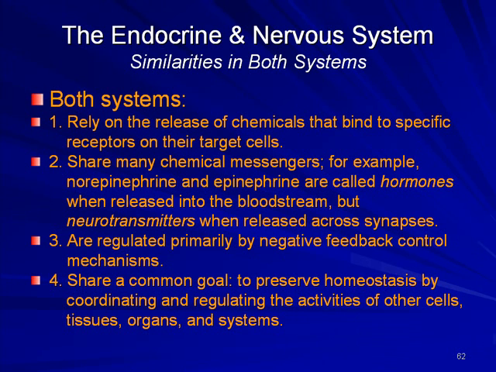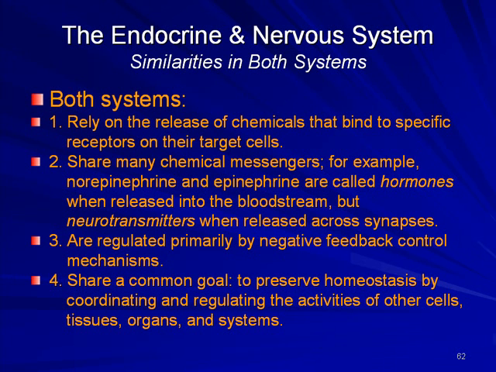Now, again, we're at another highlighted segment which demonstrates how both systems work. They rely on the release of chemicals that bind specific receptors on target cells, which we've already talked about. They share many chemical messengers. Epinephrine and norepinephrine are called hormones when released in the bloodstream, but they're called neurotransmitters when they work in the nervous system. When we talk about the nervous system, we'll talk about epinephrine, norepinephrine, and dopamine as neurotransmitters in the nervous system. But in the endocrine system, we're talking about them as hormones. So they serve a dual role.